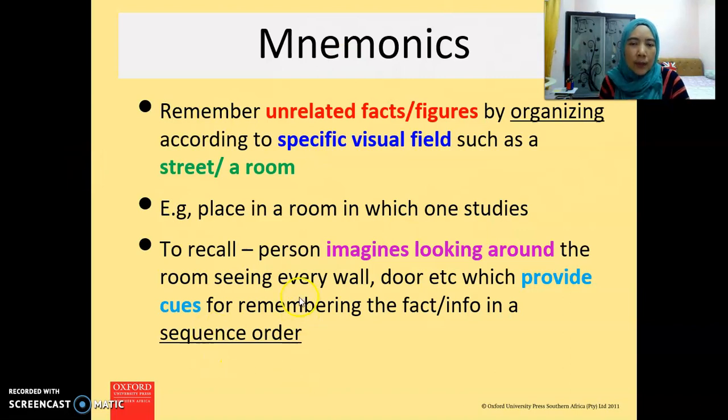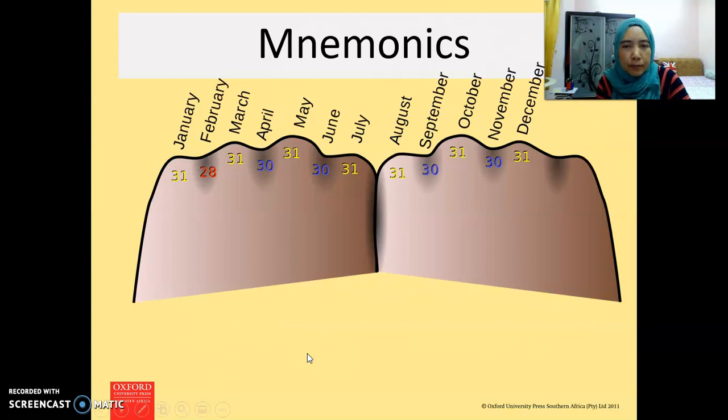So to recall, a person imagines looking around the room and seeing every wall, a door, etc., which provide cues for remembering the facts or information in sequence order. For example, how many of you remember which month has 31 days, which one has 30 days, which one has 28 or 29 days? So you can use, for example, your knuckle.